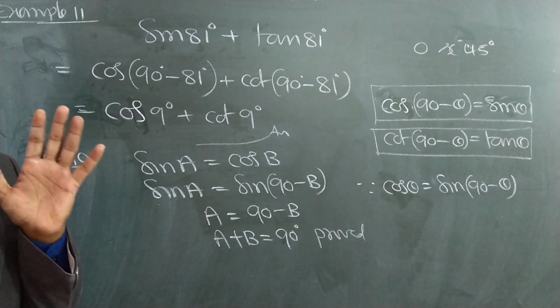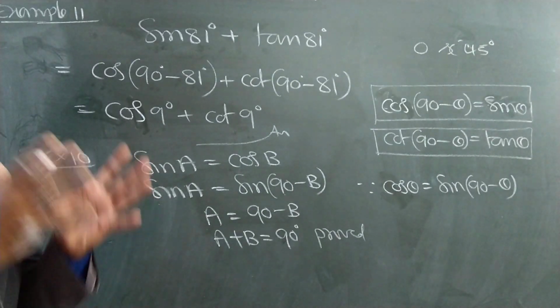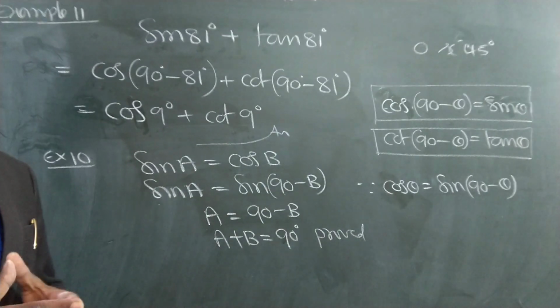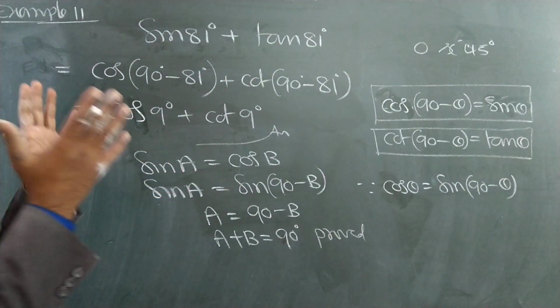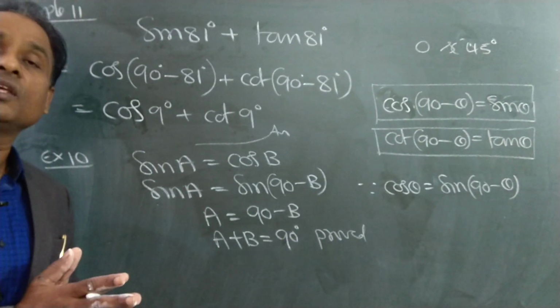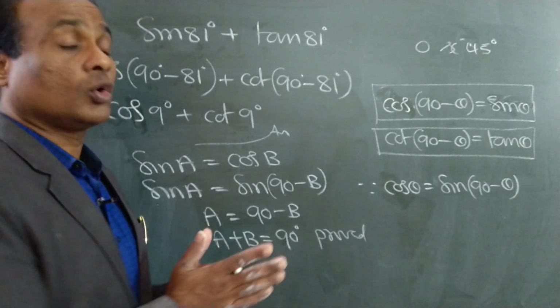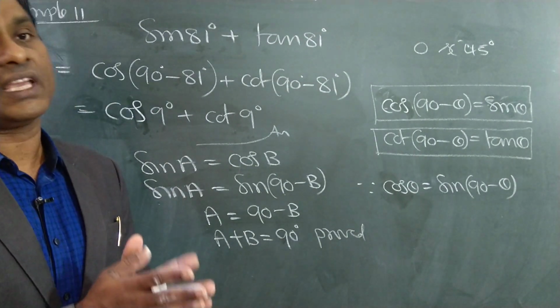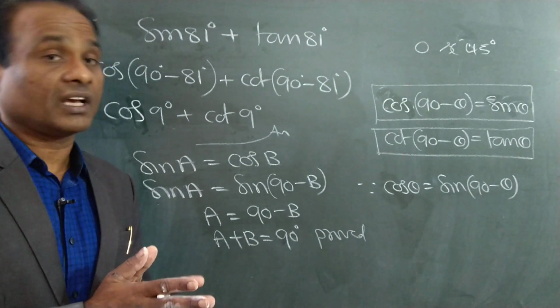I hope all of you understood the concept. 6 formulas I gave, the 90 degrees and 90 minus theta formulas, and we applied those formulas here. Examples and exercise problems are all completed. Students, let us conclude here. Tomorrow we are going to start the last exercise, the fourth exercise, an important exercise for essay type questions.